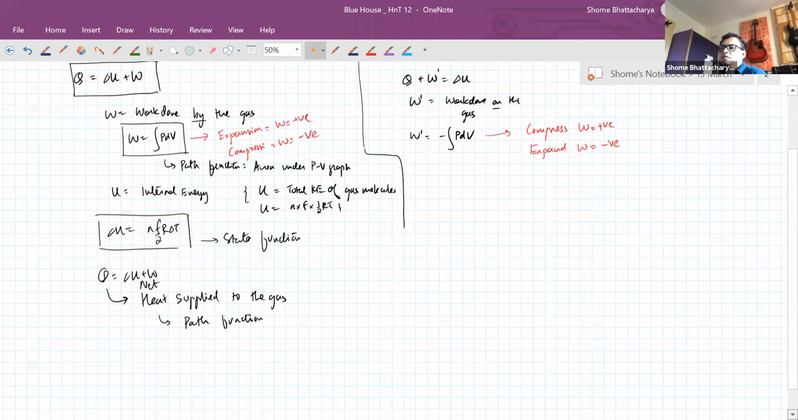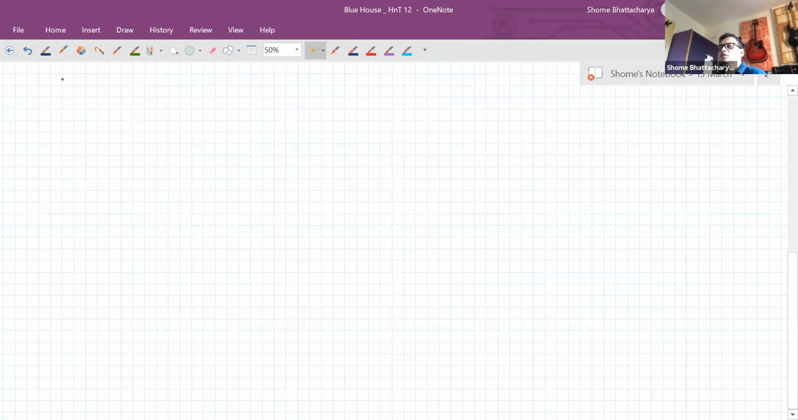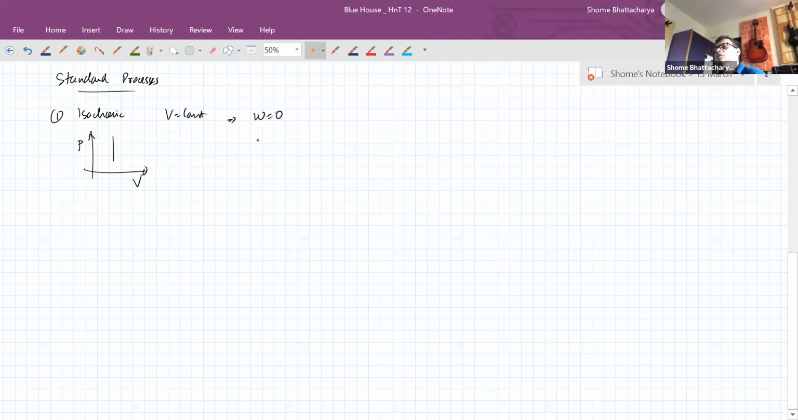And then of course we had seen the applications for the 4 standard types of processes. So I'll just quickly take you through them. So isochoric. On the PV graph that looks like a vertical line. So volume is constant, so work done is 0. So Q is equal to delta U is equal to nf by 2 R delta T. So Q is defined as n Cv delta T, where Cv, the isochoric molar specific heat capacity, is therefore defined as f by 2 R. And obviously you know that f is 3 for monoatomic gases and it is 5 for diatomic gases.